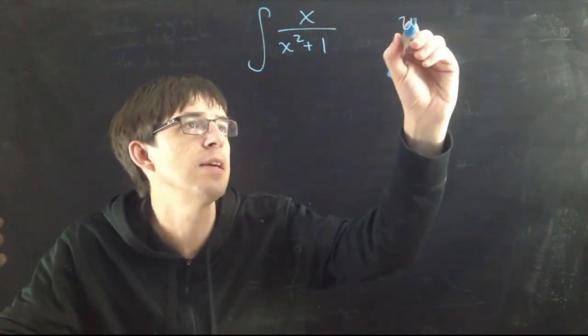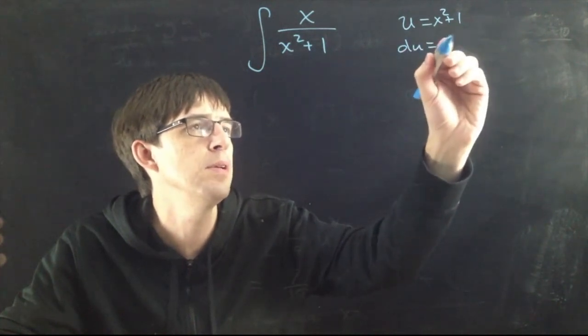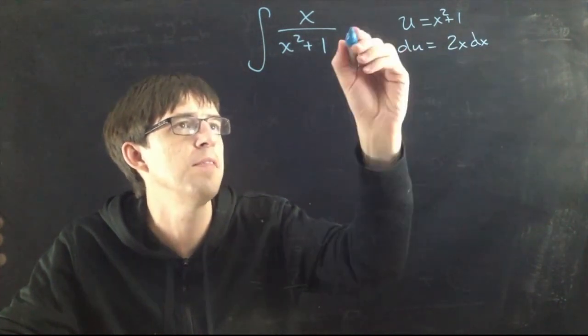Let's try u equal x squared plus 1. All right, then the du would be 2x dx. I left out the dx again.